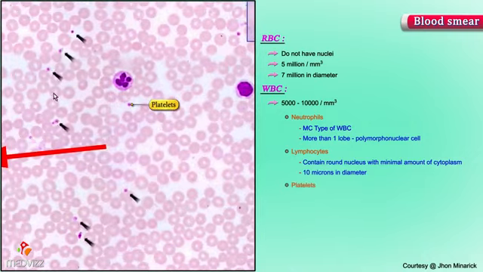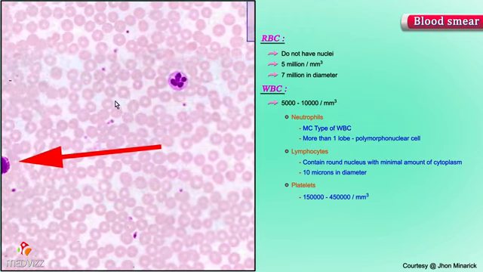All of these little dots, which look like little flecks of material, are platelets. Sometimes they are between the red cells. Sometimes they overlie partly or fully the red cells. And there are about 150 to 400,000 platelets in an average cubic millimeter of blood.